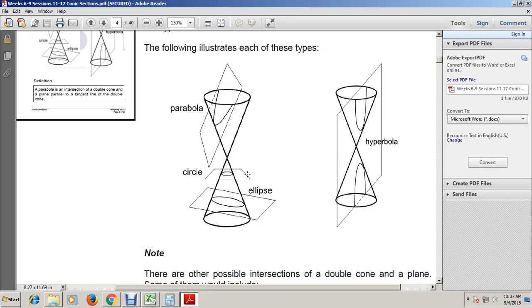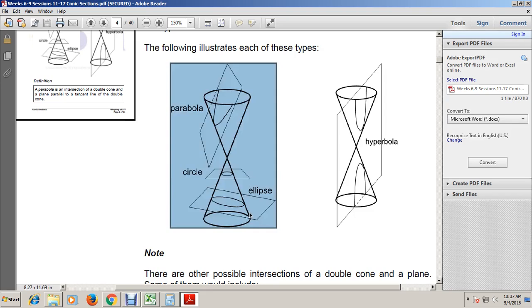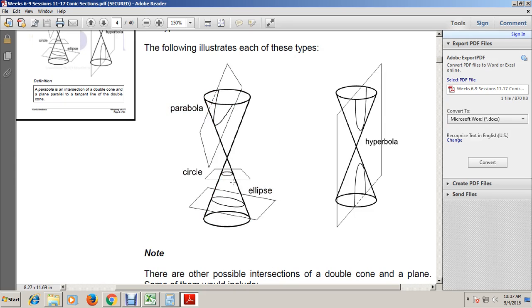Now, of course, if you're going to move the plane closer and closer to the base, you will have a greater and greater size for the circle that will be traced on the plane. Okay, so this means a parabola is a conic section. A circle is also a conic section.